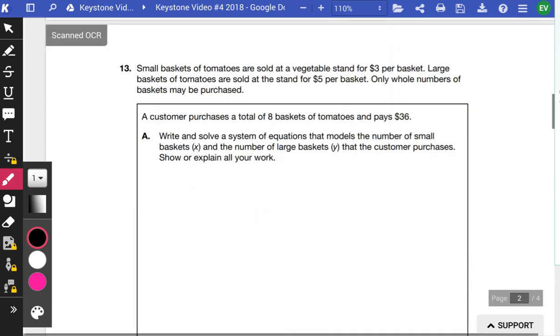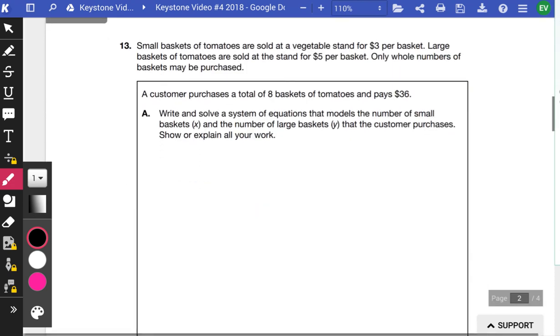Now on to constructed response. For number 13, we have small baskets of tomatoes sold at a vegetable stand for $3 per basket. Large baskets of tomatoes are sold at the stand for $5 per basket. Only whole numbers of baskets may be purchased. A customer purchases a total of 8 baskets of tomatoes and pays $36. So we can write and solve a system of equations that models the number of small baskets X and large baskets Y that the customer purchases.